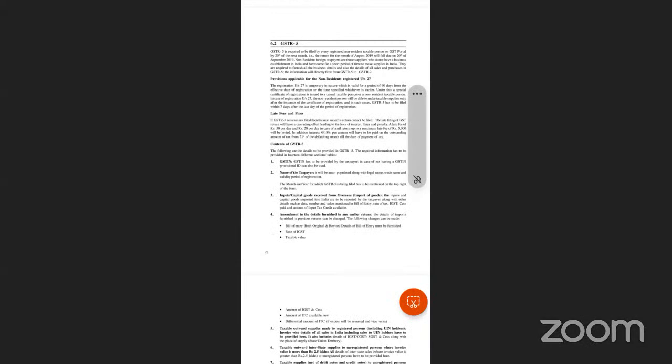This is not the one. The other one. This is GST 7. GST 5 we have to take into account. Yeah, this is the GST 5 supposed to be filed.